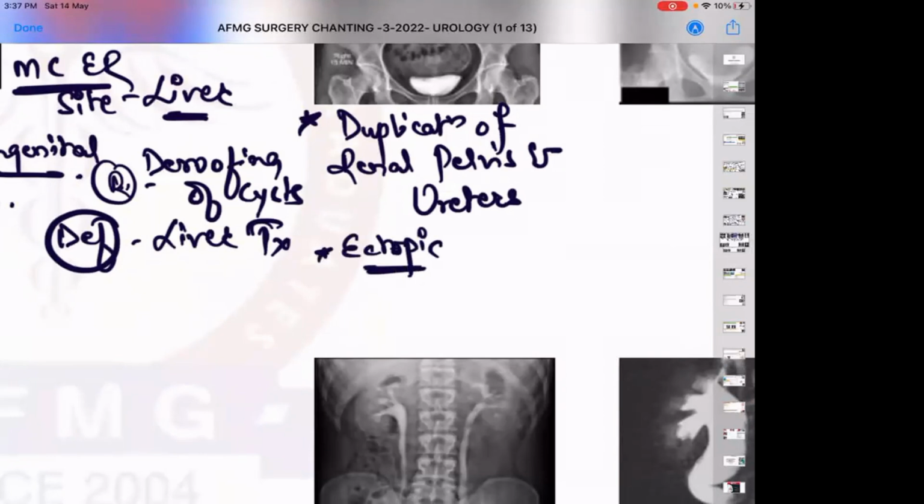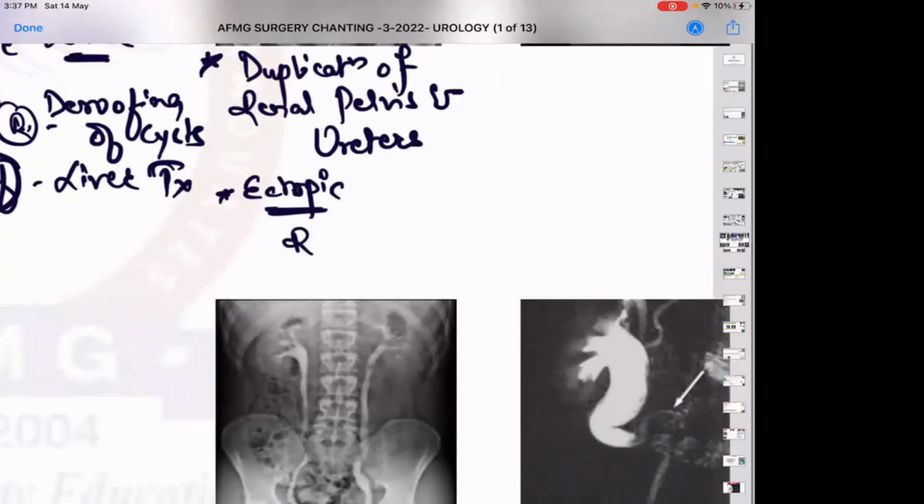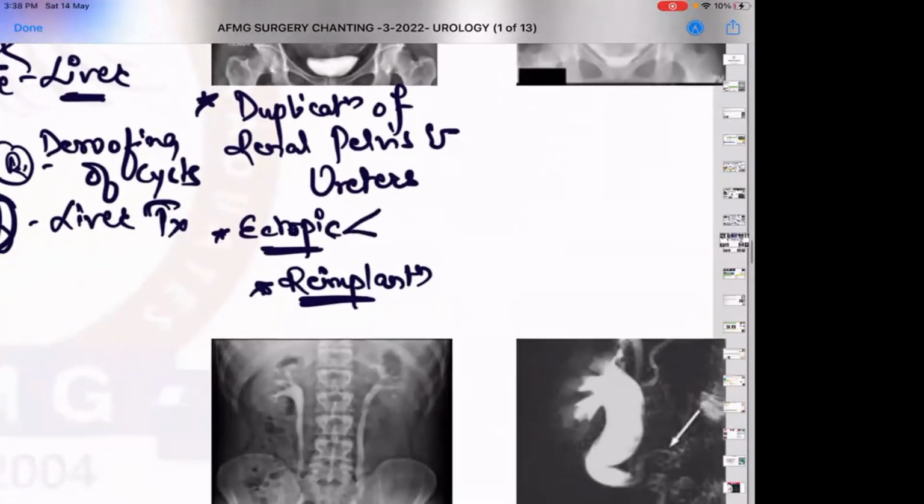Therefore it is known as the ectopic ureter. If there is an ectopic ureter, definitely the treatment would be reimplantation into the urinary bladder. But please tell me, what is the most common site for ectopic ureter in males and females?